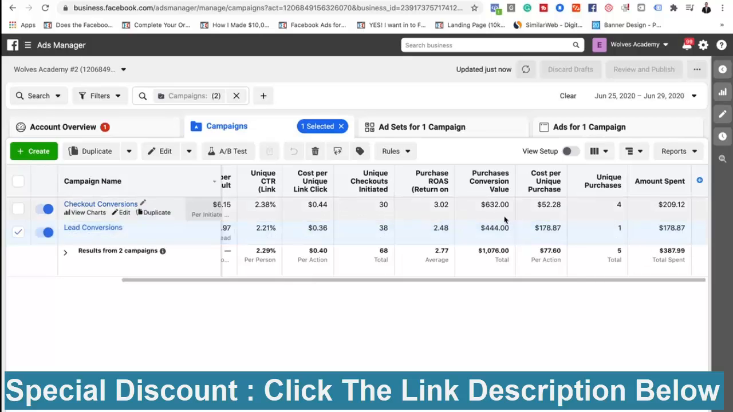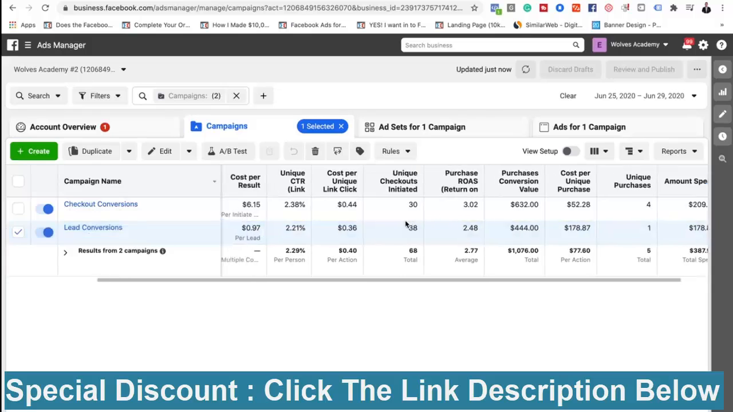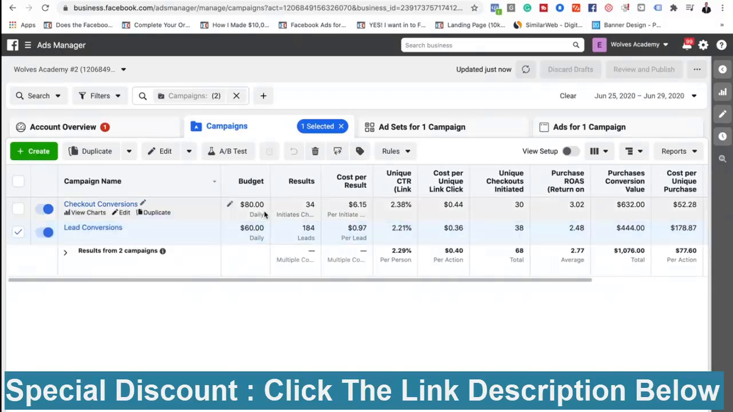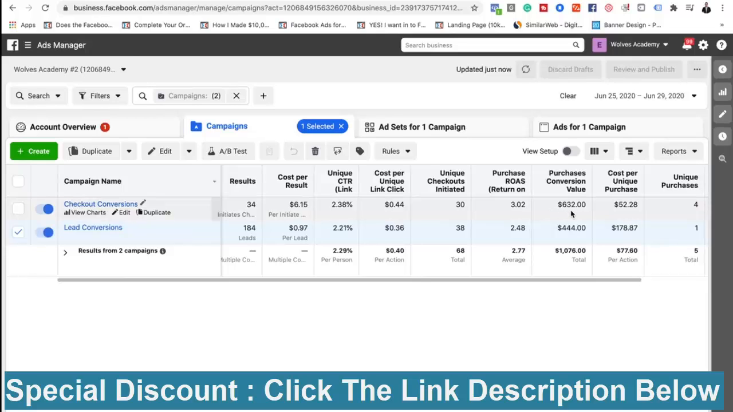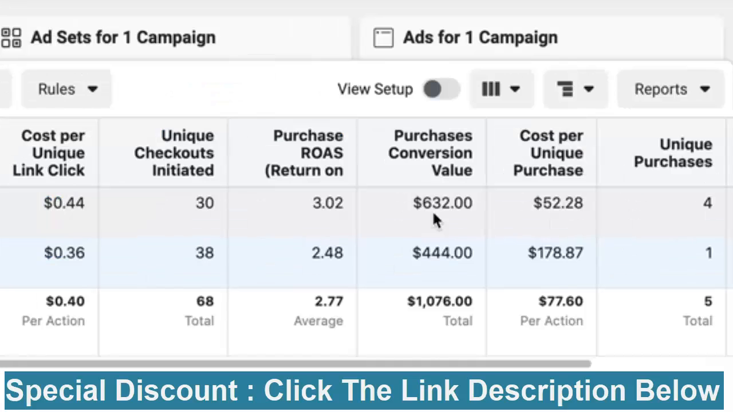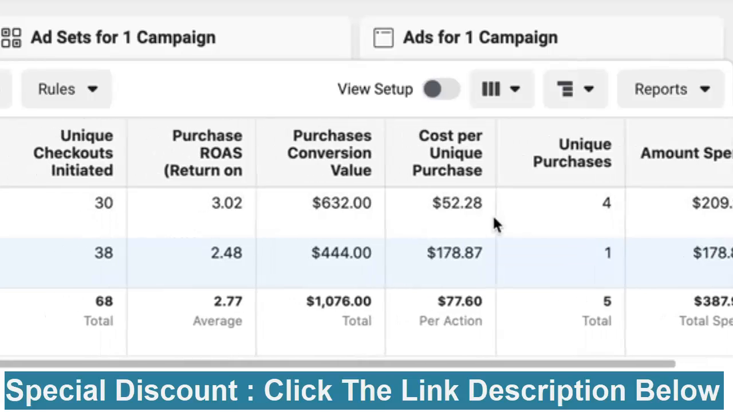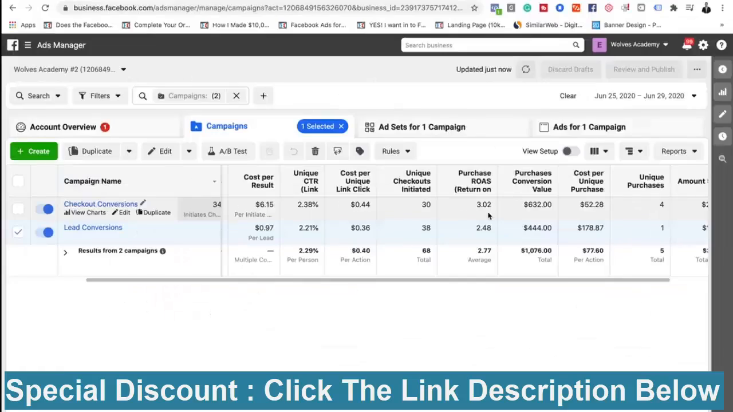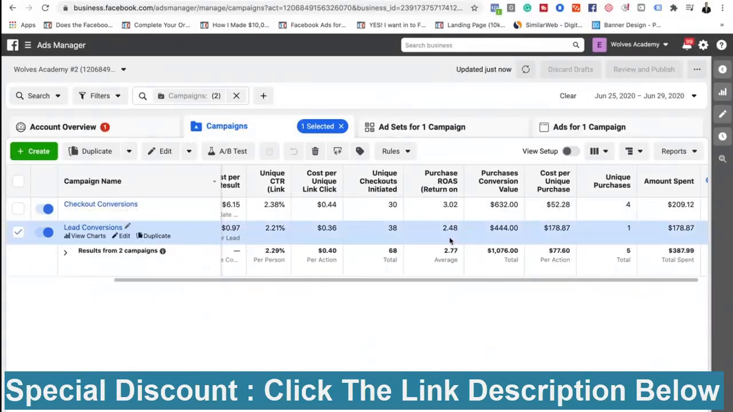So one thing that I'm super excited about, aside from the lead conversion campaign, is that we started scaling this campaign to $80, and we got our first upsell. So not only are we within KPIs for the cost per purchase, but we have over $600 in revenue with a $209 ad spend. So not only are we at about a 3x return on investment, but we are within KPIs.